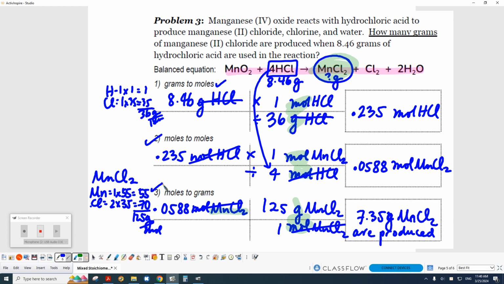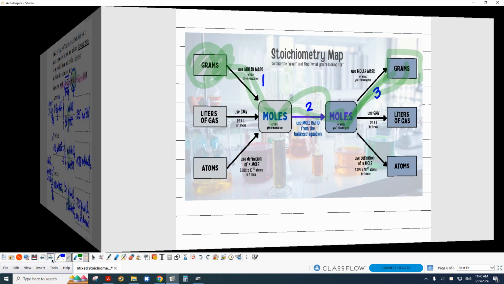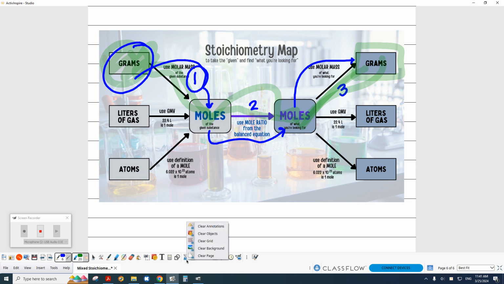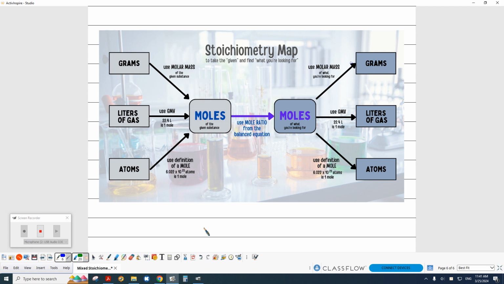Again, we were able to start with grams. We started with grams, and we used the molar mass to convert that to moles. We took those moles and converted them to moles of what we're looking for, and then we used the molar mass to convert that to grams of what we're looking for. Continue to use this map so that you can solve the remainder of the questions in this worksheet. And remember that the answers are given so that you can check whether you did the work correctly.